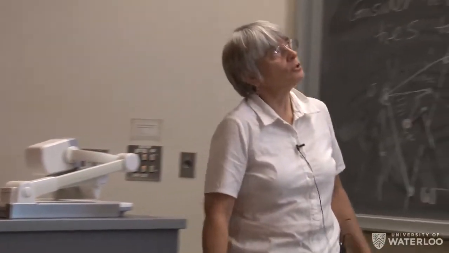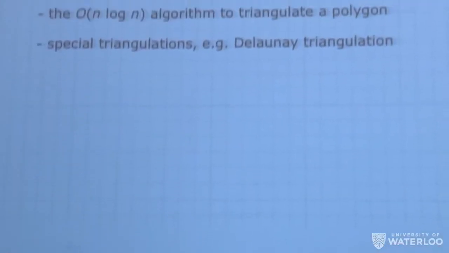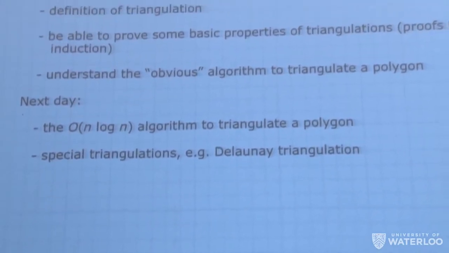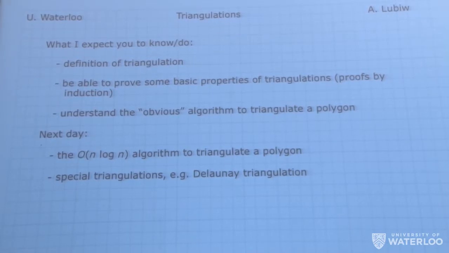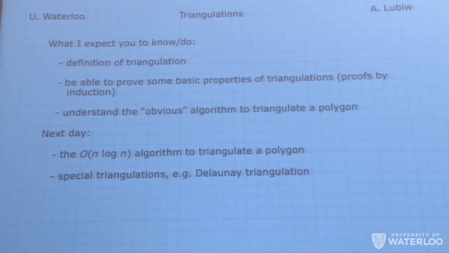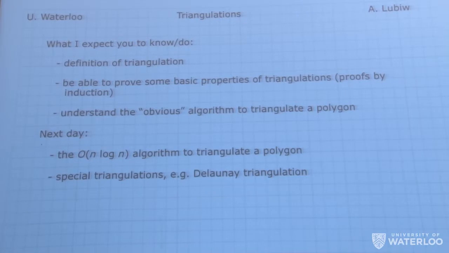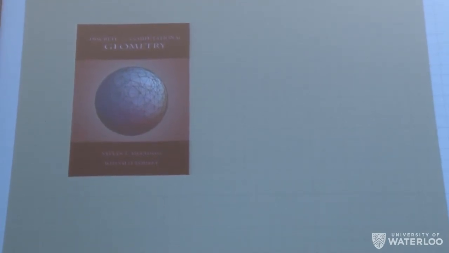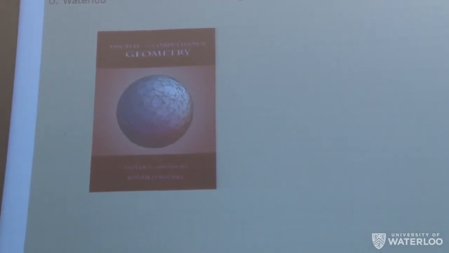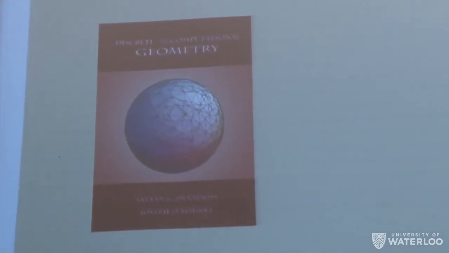What I expect you to know or do from this very short lecture is know the definition of a triangulation and be able to prove some basic properties of triangulation, proofs by induction, as we did an example, and to understand the obvious algorithm to triangulate a polygon. And next, we would continue with the more efficient n log n practical algorithm and talk about some special triangulations. And just to say, this is material that I have taught occasionally over the years, but there is a very recent book that has beautiful exposition of this in case anyone's curious. And this would be the book.